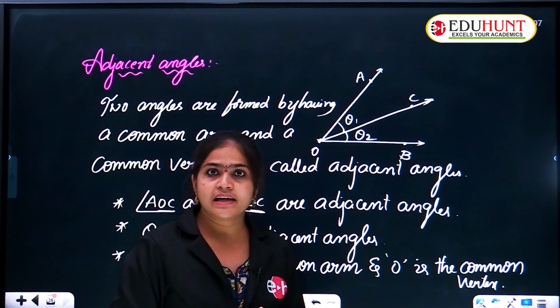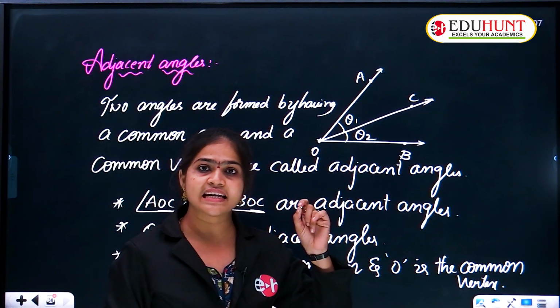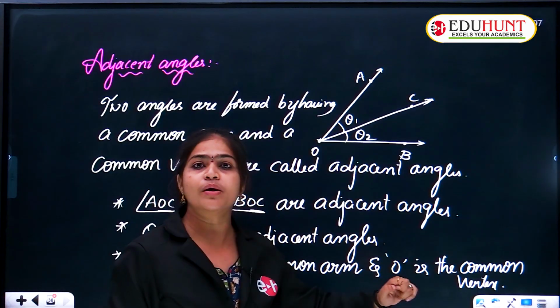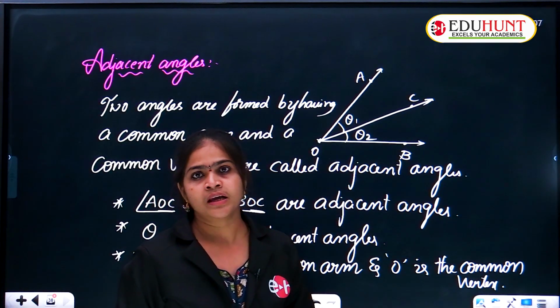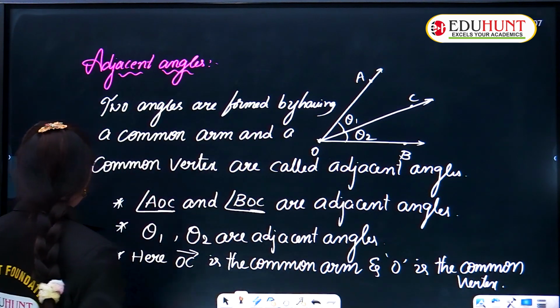So which angles are adjacent angles? Those two angles having the same common arm and also formed at the same common vertex are called adjacent angles. I'll tell you one example here, see that.